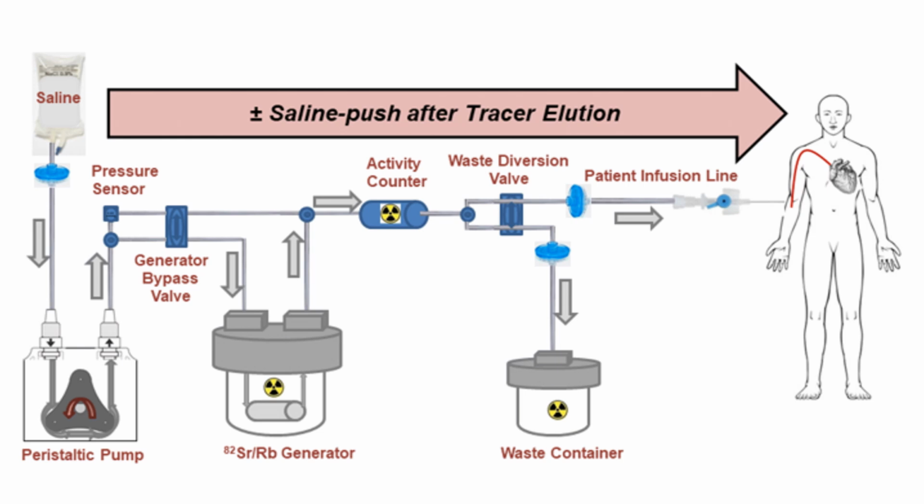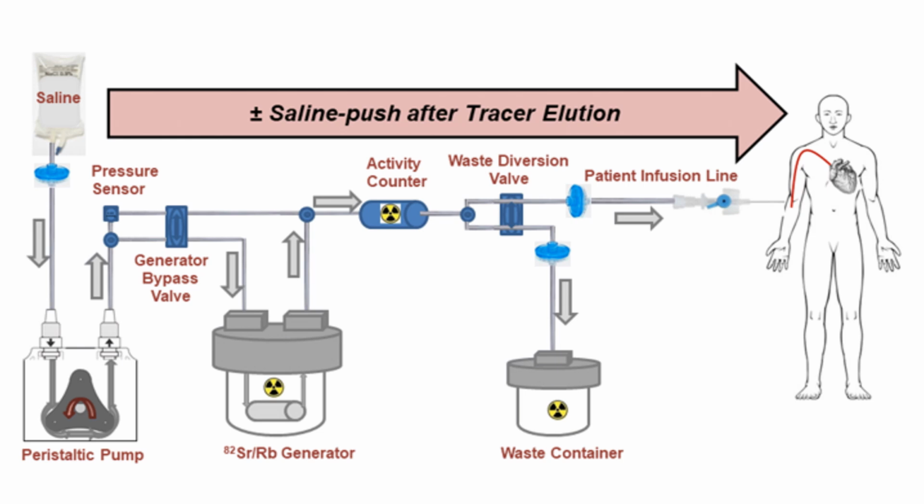So this is another example that saline will wash over that, go through the peristaltic pump. There's a pressure sensor to make sure that the pressure is where it needs to be. And then it will go straight through the column for the strontium and rubidium. The strontium theoretically should stay in the column and the rubidium-82 washes away with the saline. It is counted. There is a small scintillation detector within that cart. And then if they're wasting it, it goes to the waste bottle. If they're not wasting it, then it will go through the patient infusion line and go to the patient's heart that way.